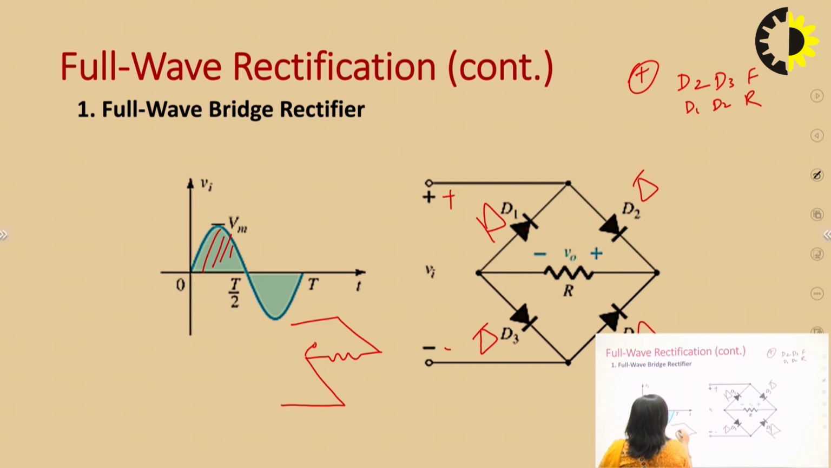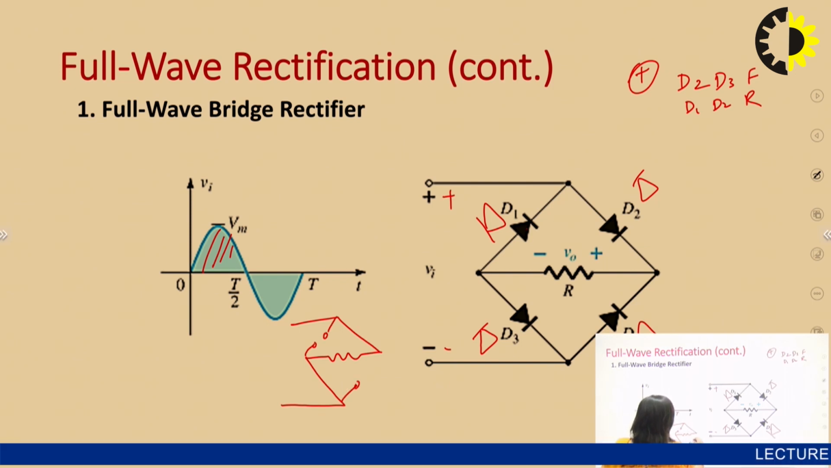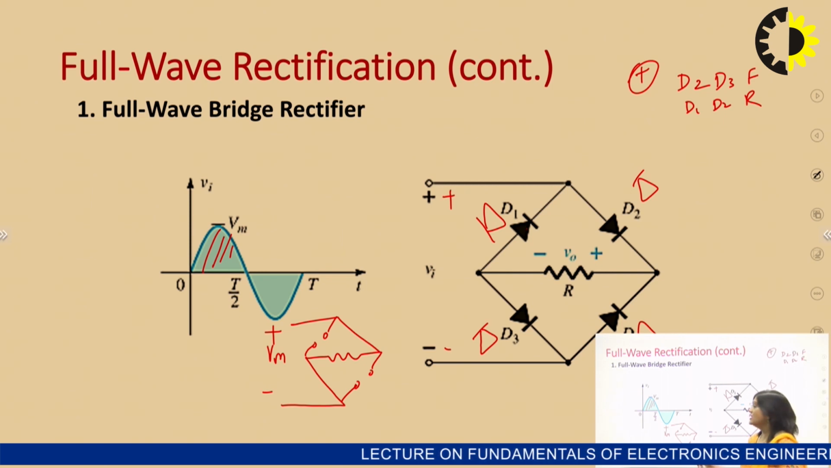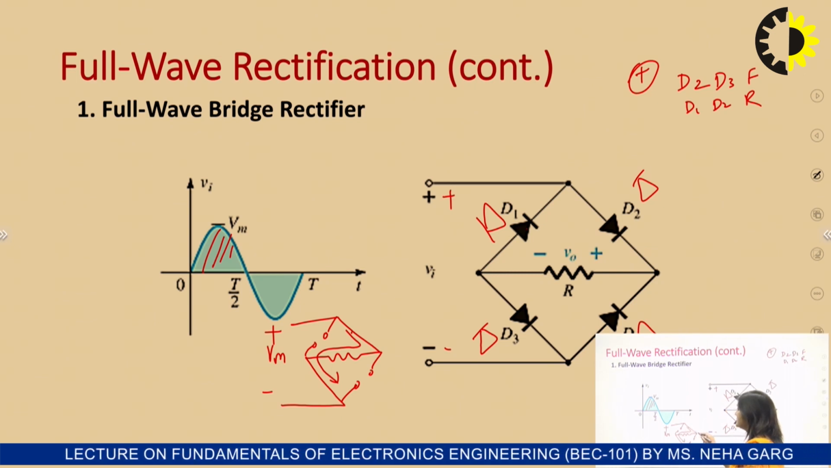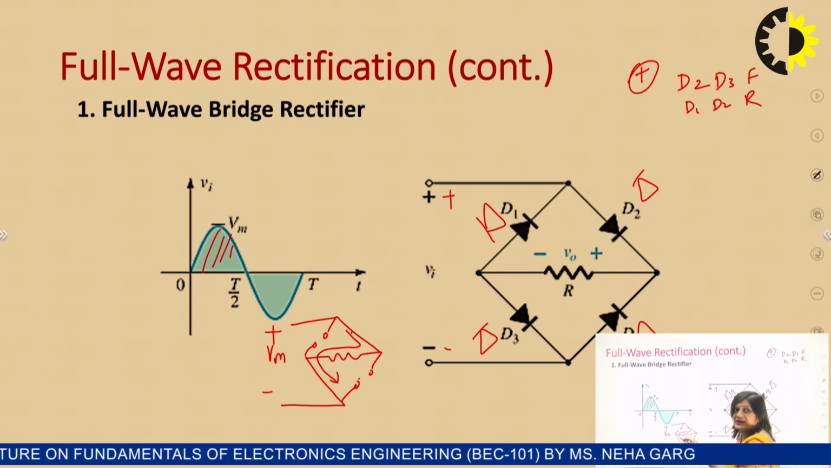And these diodes will be open. So this is in the positive half cycle. In the positive half cycle, this circuit will look like this, and now we can see the current will flow in this way. Here the current will come in this way, after that this way and this way. So this is plus, this is minus.